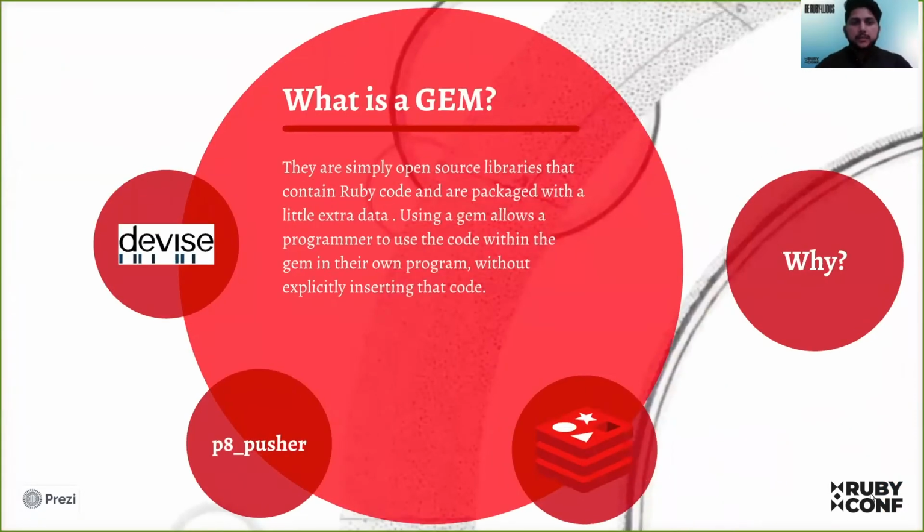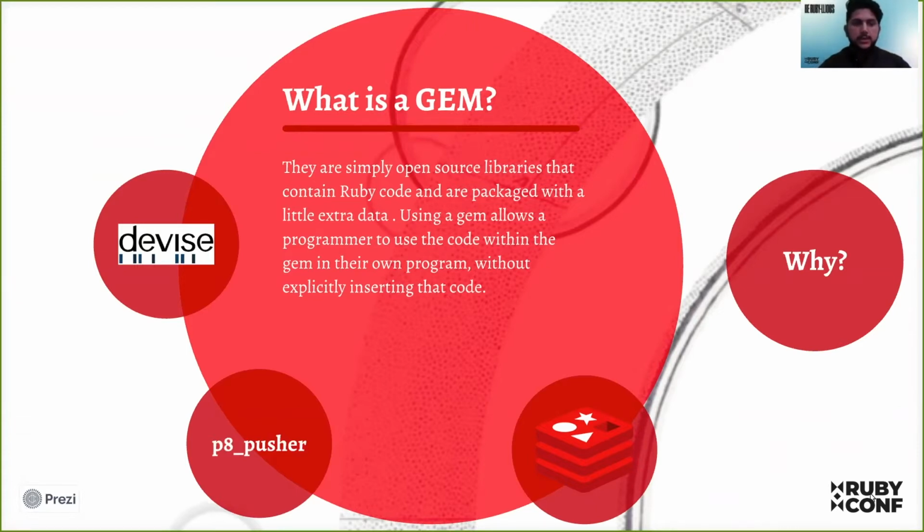So what is a gem? A gem is simply an open source Ruby library that contains some Ruby code. You can use that library in different projects so that you don't have to write the same code again and again. There are a few examples I have mentioned here.